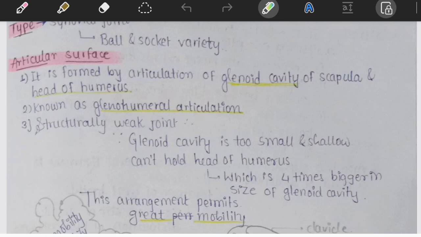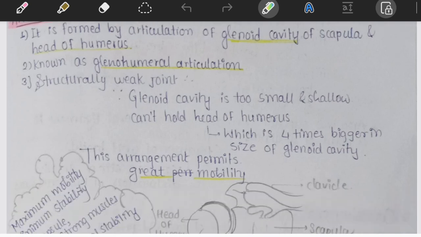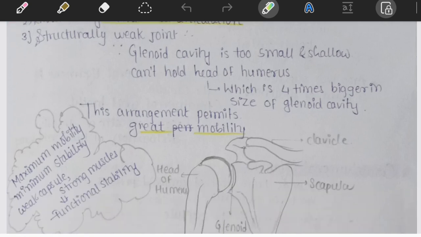Now comes the most important concept. The glenoid cavity is very small and shallow, but the head of the humerus is almost 4 times larger. Imagine trying to balance a cricket ball on a plate. Will it be stable? Obviously not. Exactly the same happens in the shoulder joint: maximum mobility and minimum stability.